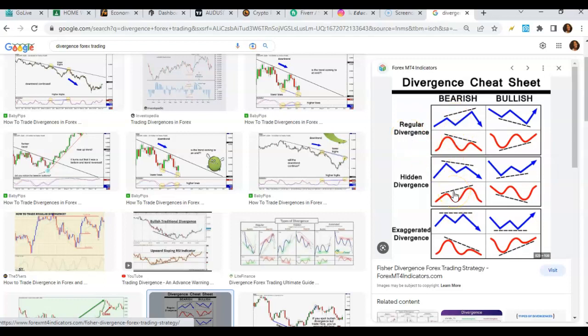However, with some slight variations, as you can see with the hidden divergence, you still have the market ultimately going in the opposite direction of the indicator, but notice how it's a higher high instead of a lower high on this indicator right here. And the same goes with the exaggerated. The only difference is you have a double top or a double bottom on the actual market, and then the indicator is going in a diagonal, downward or upward motion.